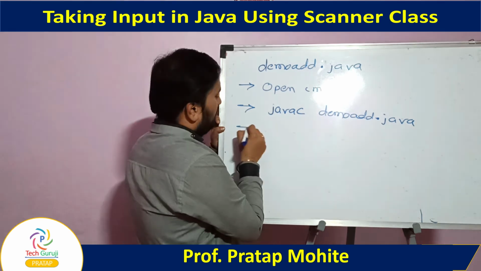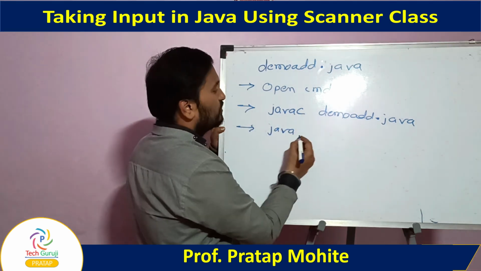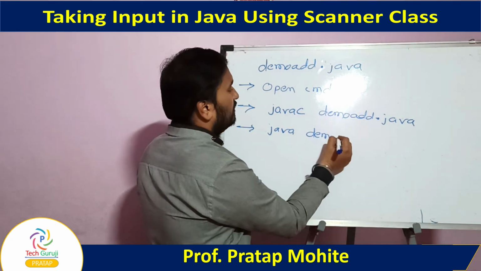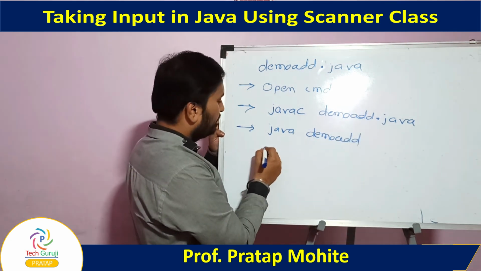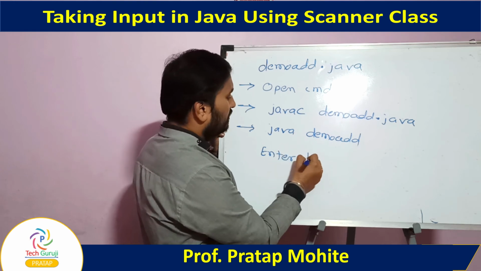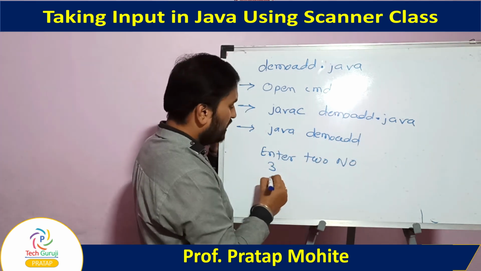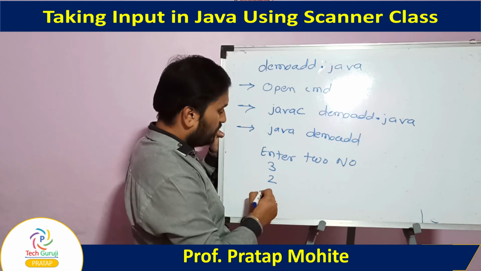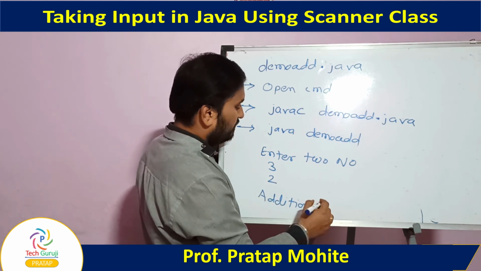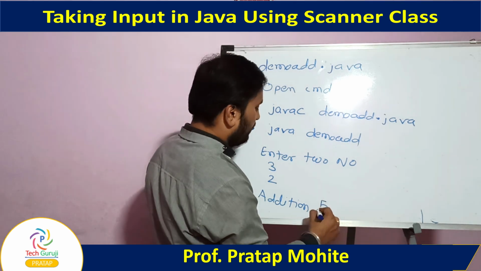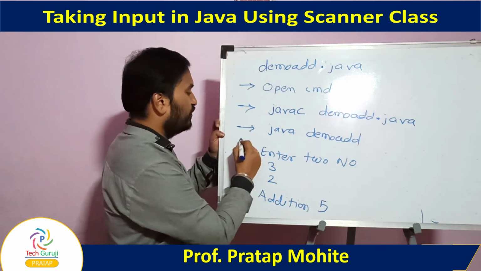Next step, we have to run this. So java DemoAdd. It will show the message "Enter two numbers". We'll give 3 and 2. It shows the addition, 5. So this is the output.